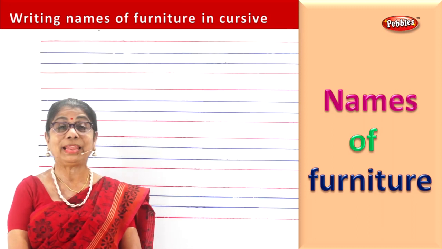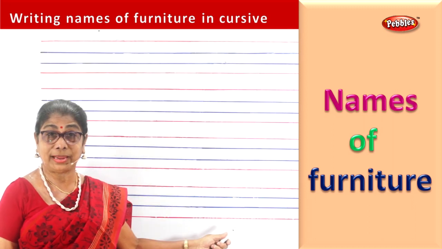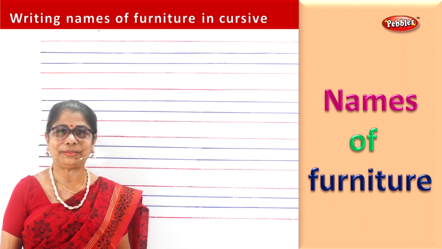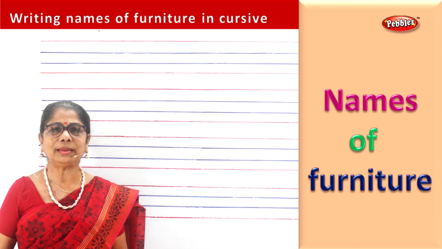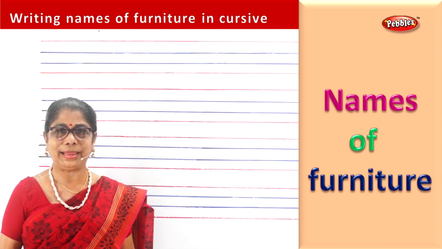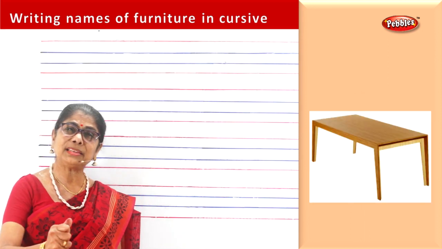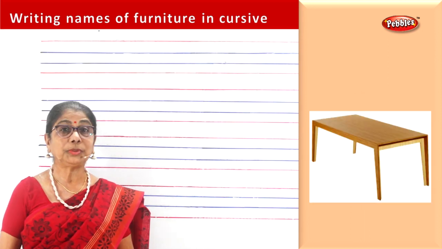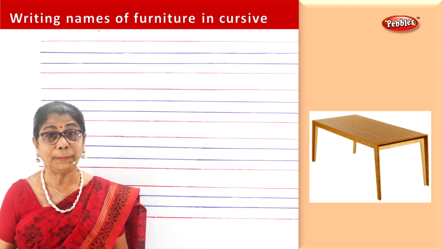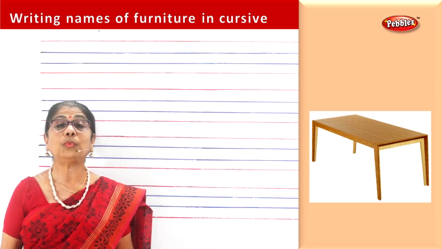Hi children, now we are going to write cursive writing. Furniture, that's our topic. In your class, when you get into a class, what do you say? Table, who has a table? Teacher. And you have a table at home? Yes, you have your own table, you have a dining table and what not.